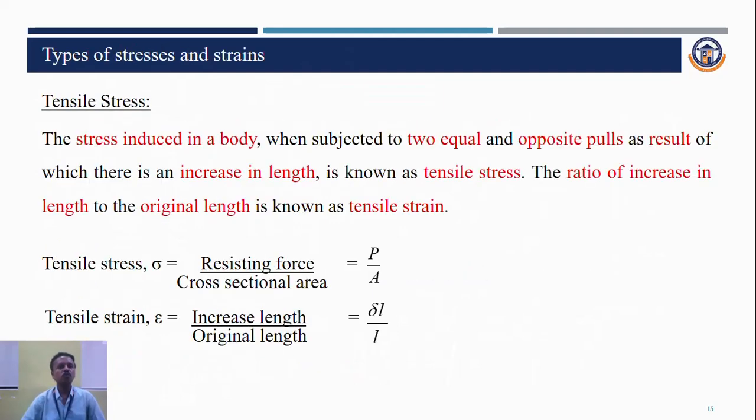So next we move on to types of stresses and strains. First one is tensile stress. The stress induced in a body when subjected to two equal and opposite pulls, as a result of which there is an increase in length, is known as tensile stress. The ratio of increase in length to the original length is known as tensile strain. Formula for tensile stress is resisting force by cross-sectional area, which is equal to P by A. Formula for tensile strain is increase in length by original length, which is equal to del L by L.